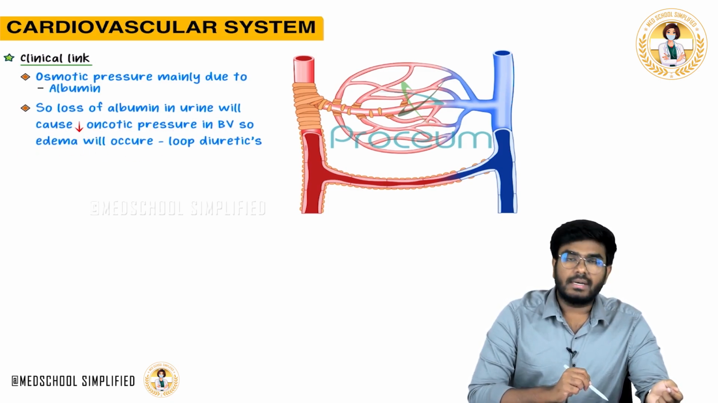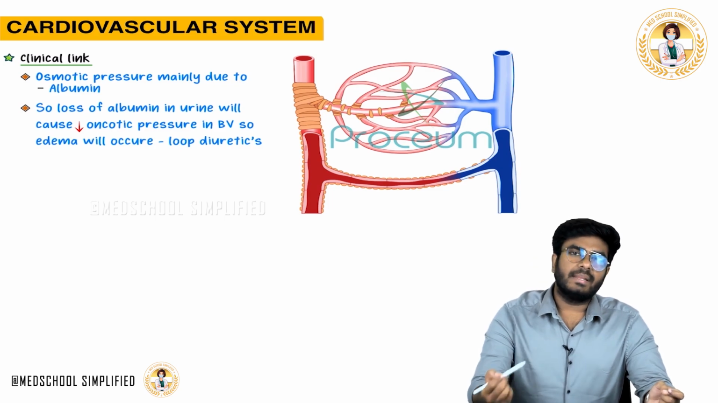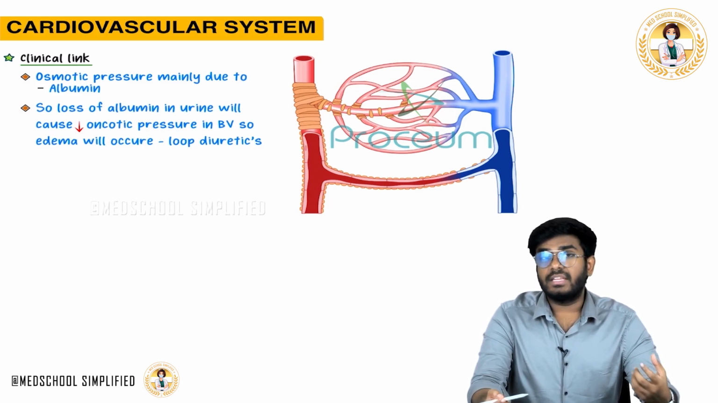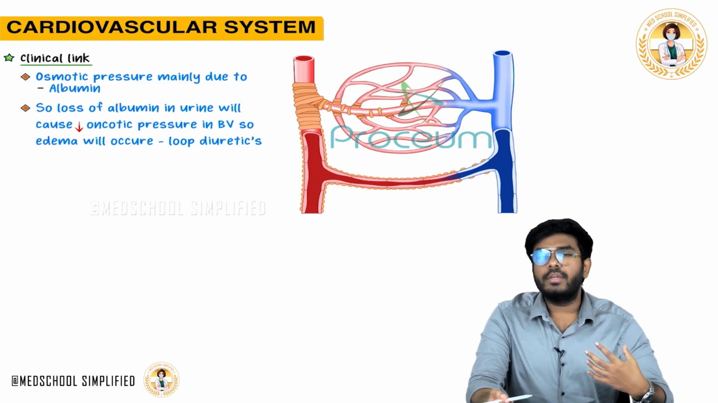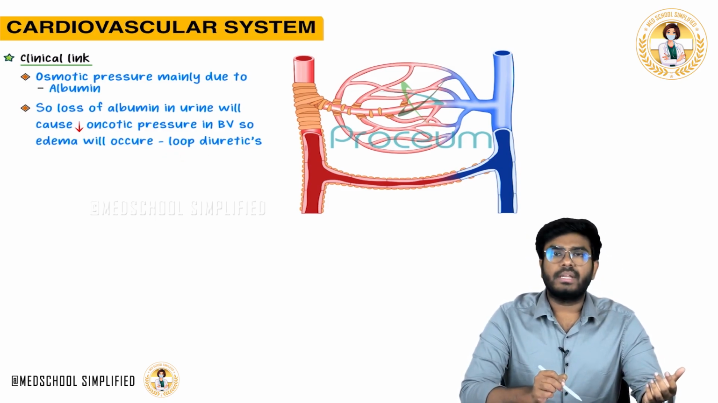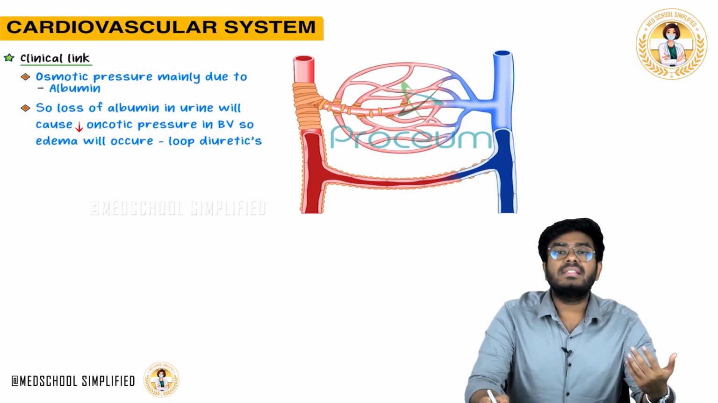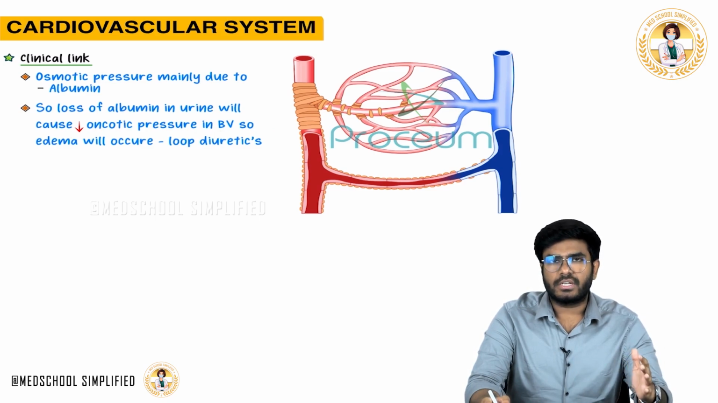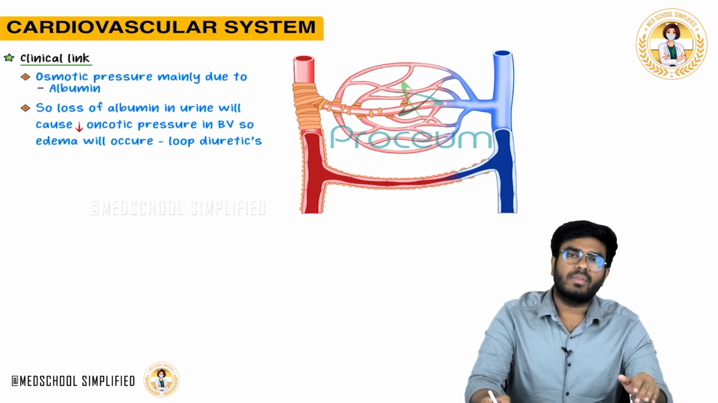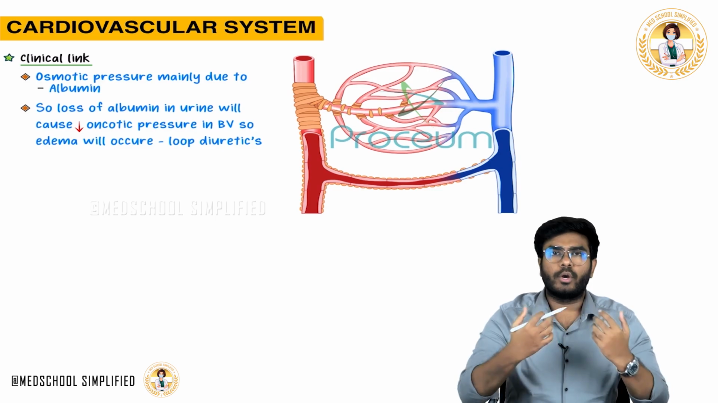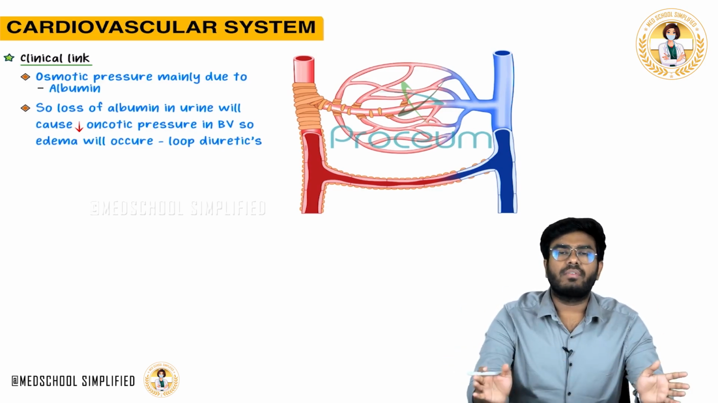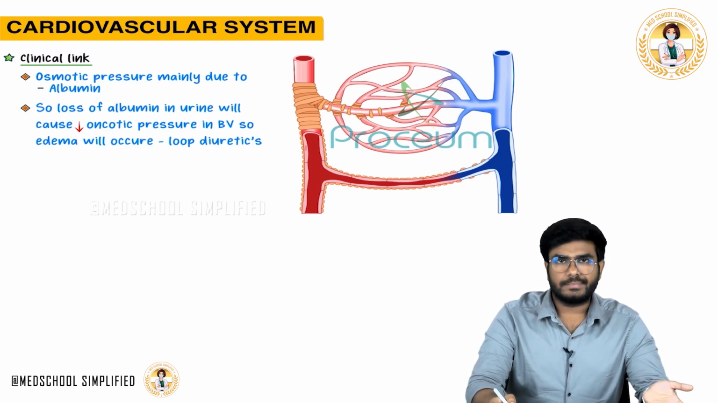So edema will occur. Whenever there is edema in the body, what do you have to use? Especially if there is pulmonary edema, you have to use drugs like loop diuretics. Loop diuretics increase the urination, causing diuresis. So more fluid is taken out of the body. All the extra fluid accumulated in the body now goes out in the form of urine. So edema is treated.